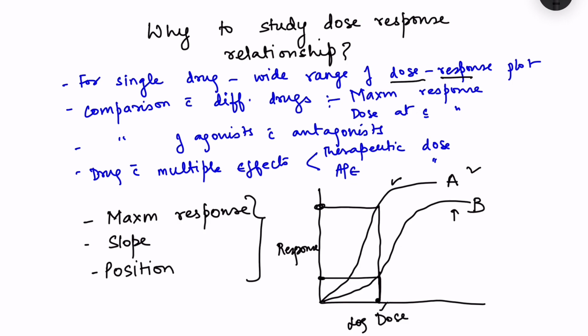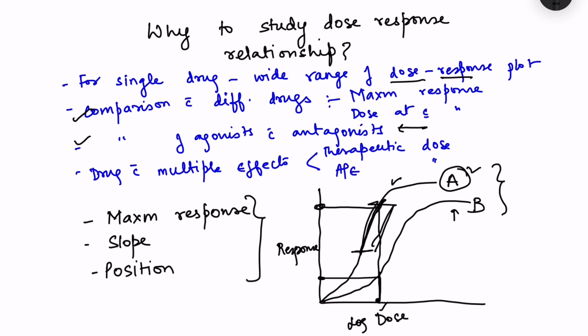Okay, and for drug A, if we want the response to be in this particular range, then we will know the dose range in which the drug is going to have that particular response. Okay, then second is comparison with different drugs, as I compared between A and B. Then there will be comparison of agonist with antagonist, which we are going to see in the next video, that what are the agonists, different types of agonists and antagonists, and how they shift this dose response curve.